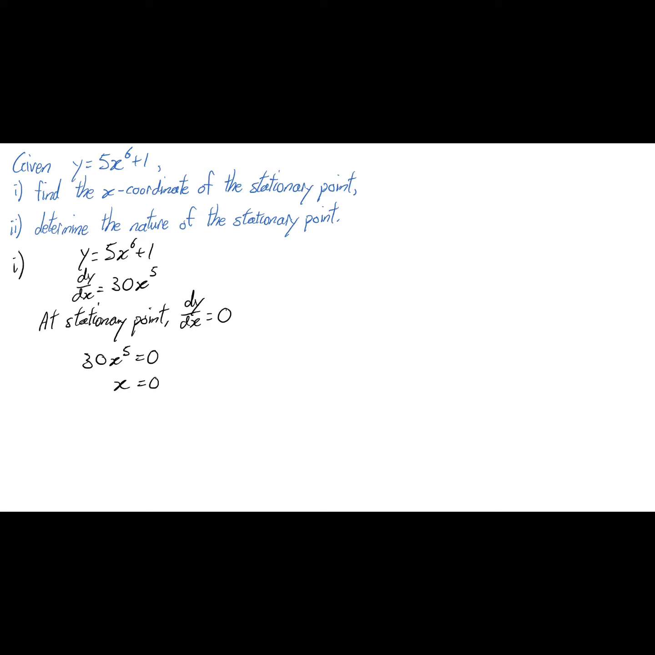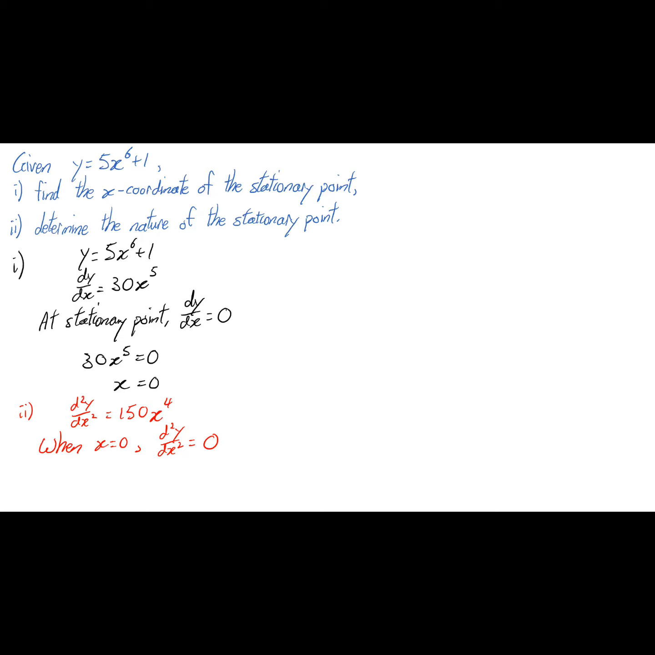So now, if we are going to use our second derivative test, we need d2y/dx squared. So differentiate this, and it gives us 150x to the power of 4. So when x equals 0, our d2y/dx squared is actually equal to 0. So this is where the problem comes into play.